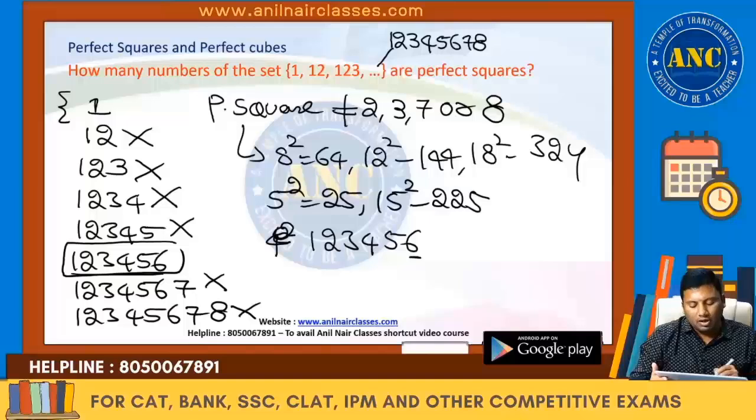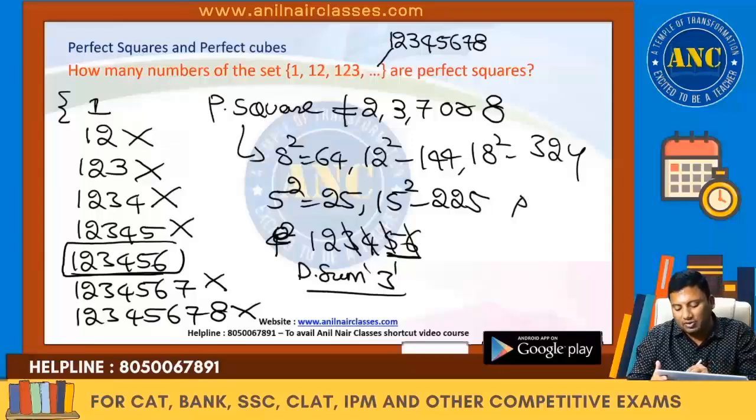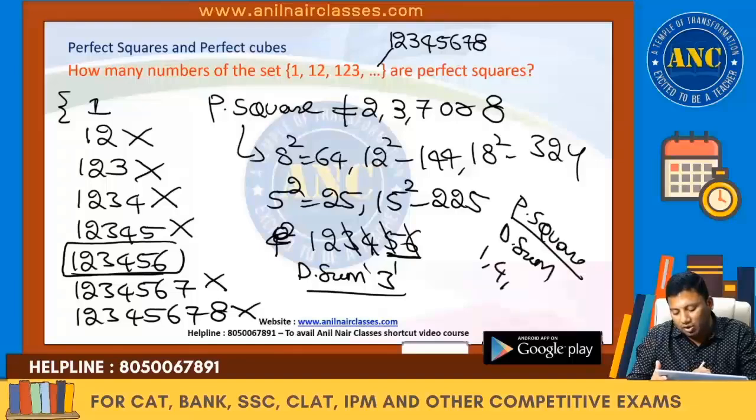So 56 is also divisible by 4. Digital sum: 6 plus 3 is 9, 5 plus 4 is 9, 2 plus 1 is 3. So what digital sum is it giving you? Digital sum 3. What is the perfect square logic? A perfect square digital sum is always 1, 4, 7 or 9.